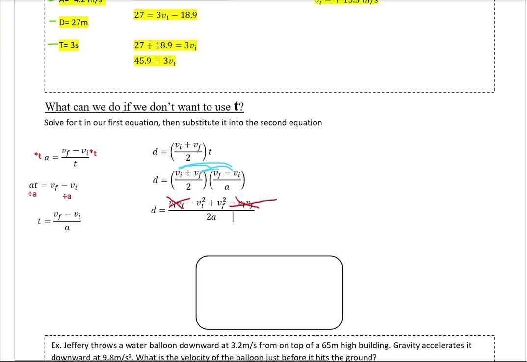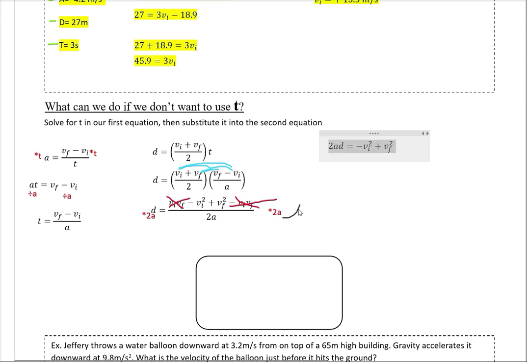And now I have 2a in the denominator, and something's like, you know what, most of you don't like fractions, in this case, let's get rid of the fractions. So I'm going to multiply by the denominator to get it out of the denominator, but what you do to one side, you do to the other, so multiply by 2a to both sides.